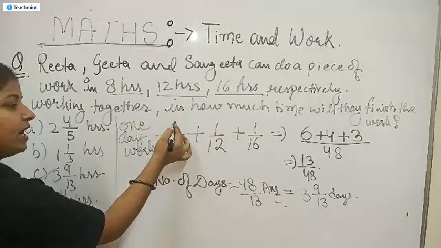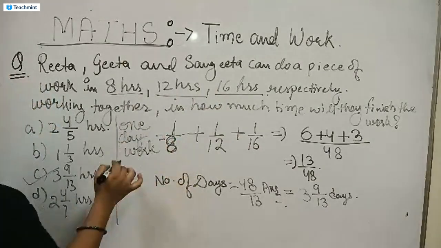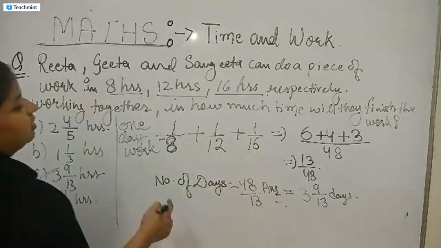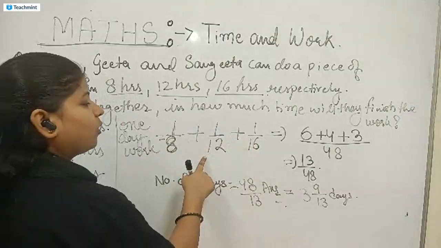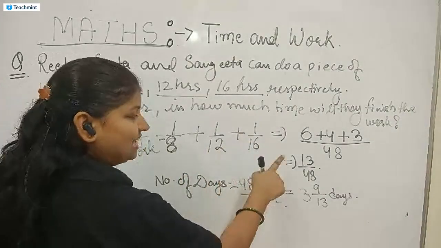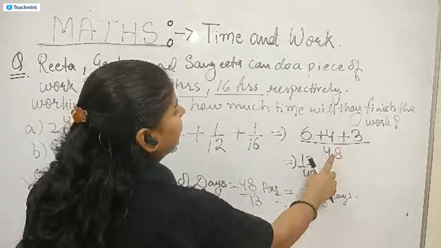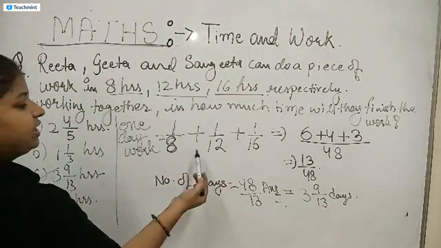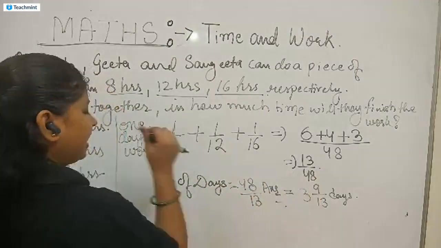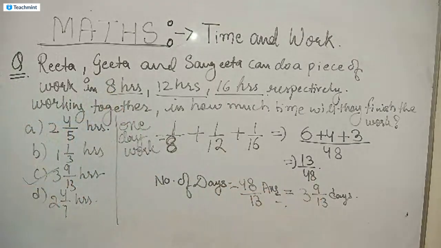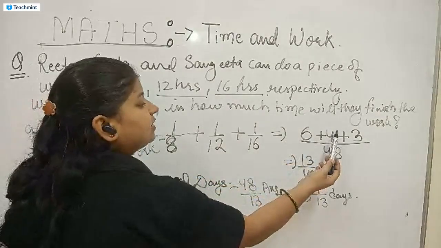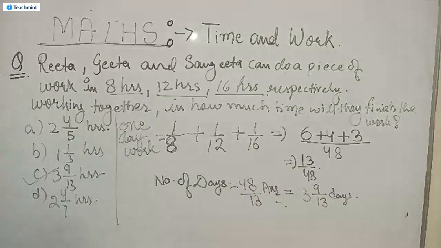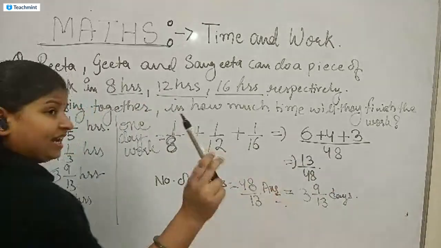You will add 1 upon 8, which is one day work of Rita, 1 upon 12, and 1 upon 16. So 1 upon 8 plus 1 upon 12 plus 1 upon 16 is 6 plus 4 plus 3 upon 48. First, you will take out the LCM of 8, 12, and 16, which is 48, and then 6 plus 4 is 10, 10 plus 3 is 13. Denominator is 48. So this is one day work.